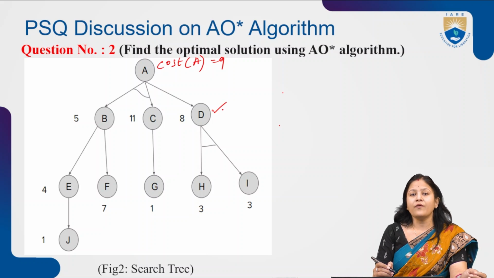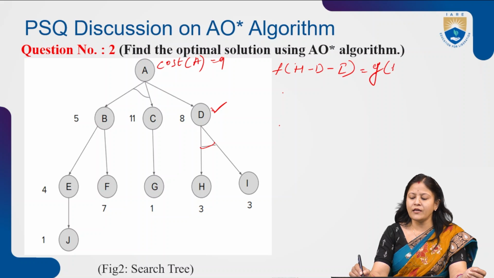Means D, we have to find the cost of D node. So f of D, actually here we cannot write f of D. If D is the root node, then from D there are two children, one is H, another one is I. Both the paths need to be satisfied to find out the cost of D. As this arc is there, I can write f of HDI is equal to g of H plus h of H plus g of I plus h of I.